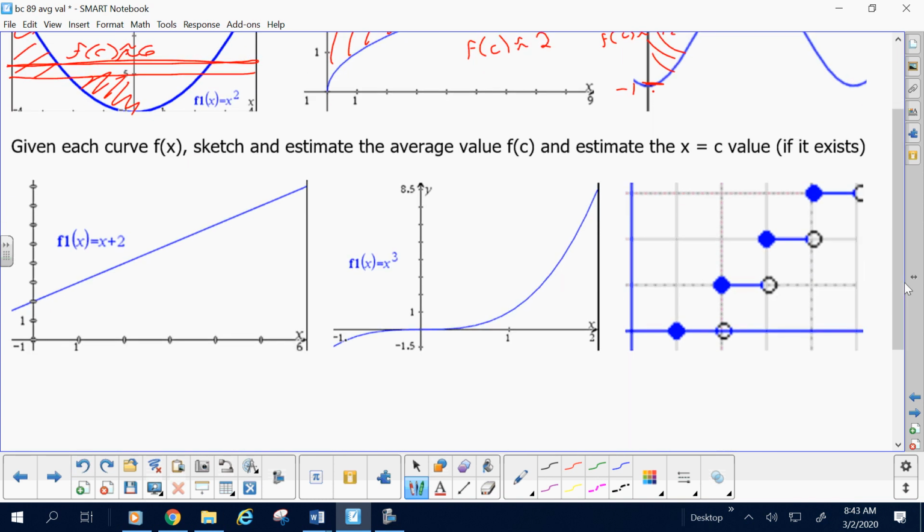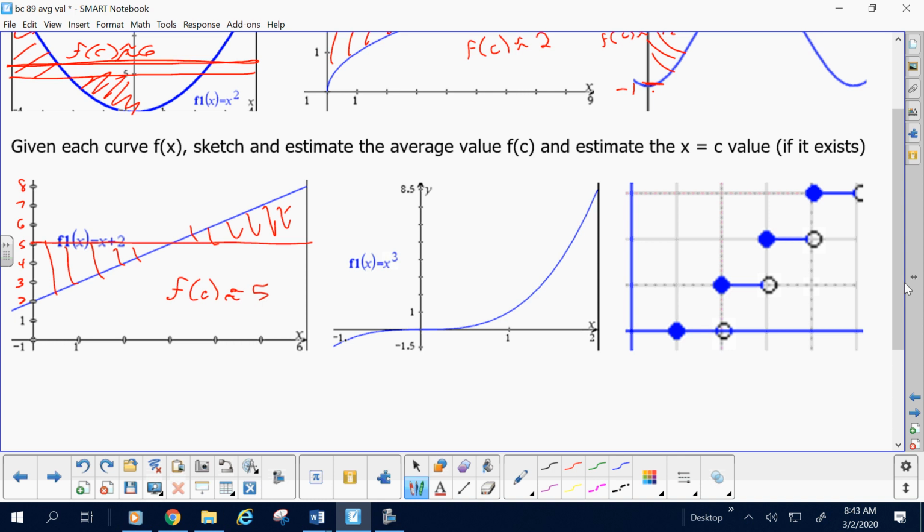Cool. All right. Given each curve, sketch and estimate the average value and estimate the x value at which it's made. So this is what I want you to do now. I want you to first sketch where you think the average value would be. 2, 3, 4, 5, 6, 7, 8. Where do you think I should sketch the average value? 6, 5. Let's go with 5. Okay. So that means I'm saying the average y value, or f value, is about 5.